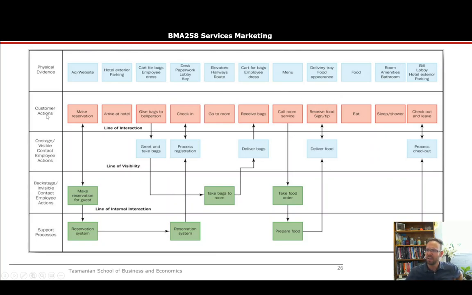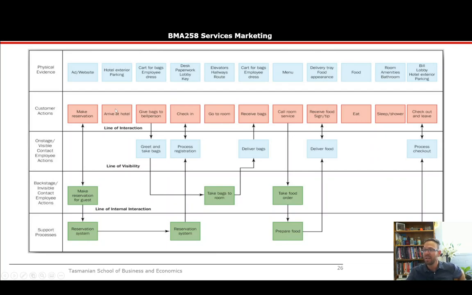Now we've got here the customer actions, which is the same thing. We've got our line of interaction. Yeah, so what the customer does and what we do. So the customer does in this orange box, and then what we do in these blue boxes. We've got the line of visibility, what they can see. We have the line of internal interaction, and here we've got our support process, like they call it IT in the other one, but support process, which all these are pretty much support and food preparation.